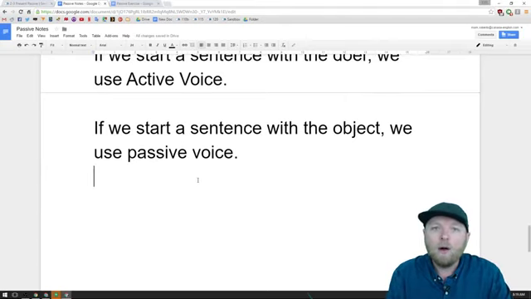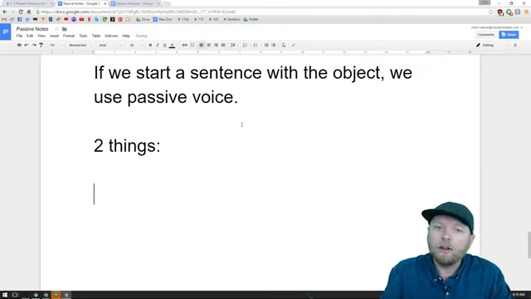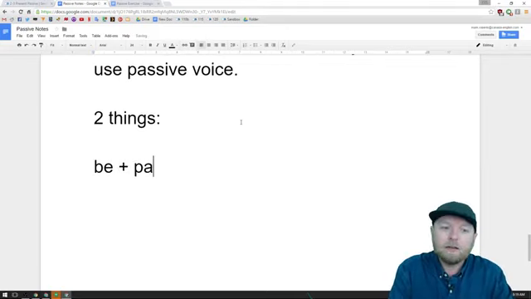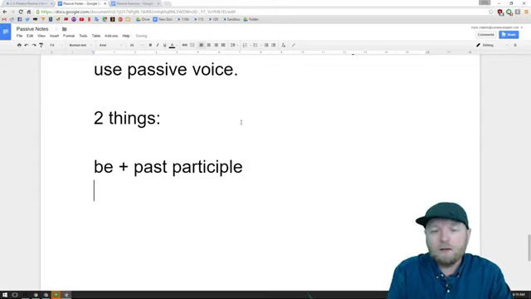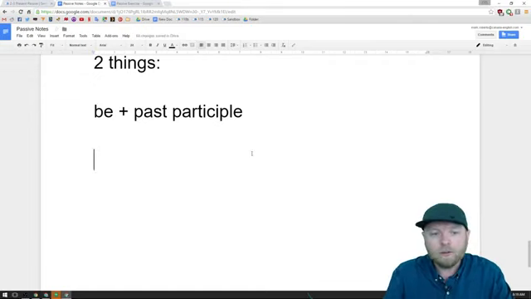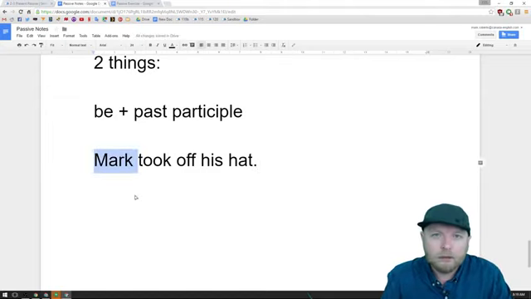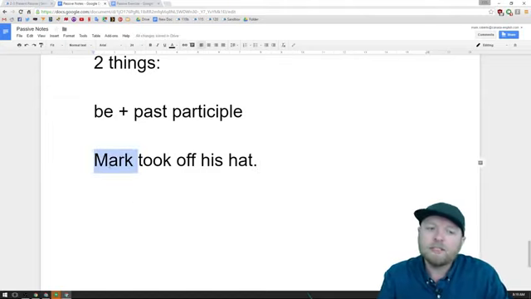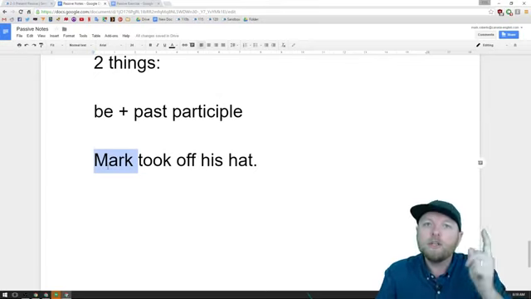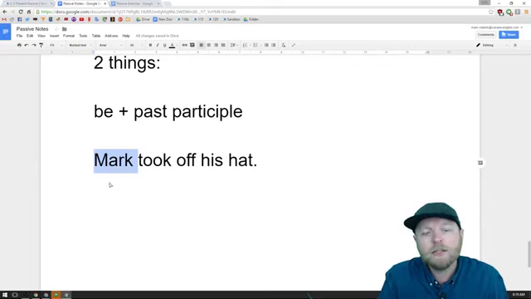So how do we use passive voice? Passive voice is actually really easy. Passive voice, we always need two things. Are you ready? Be and a past participle. Be and a past participle. Example, Mark took off his hat. Is this the doer or the receiver? This is the doer. We don't use passive if we start the sentence with the doer.